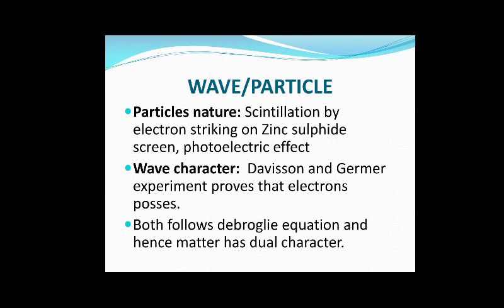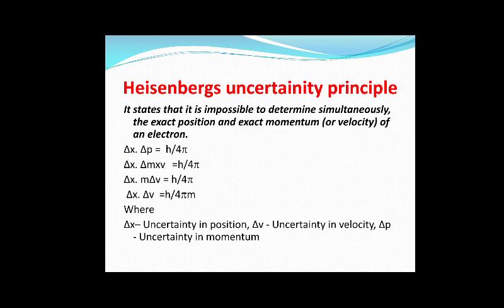Both this particle nature and wave nature were told by de Broglie. De Broglie, one scientist, gave his hypothesis. He said that the electron has both particle nature as well as wave nature. So we will discuss that also. What is the de Broglie hypothesis? So let us come to the topic which I told you, the Heisenberg uncertainty principle.